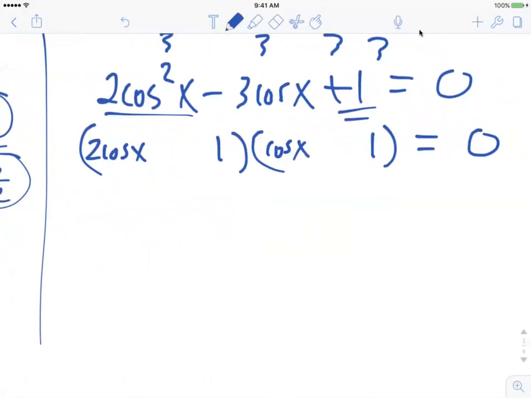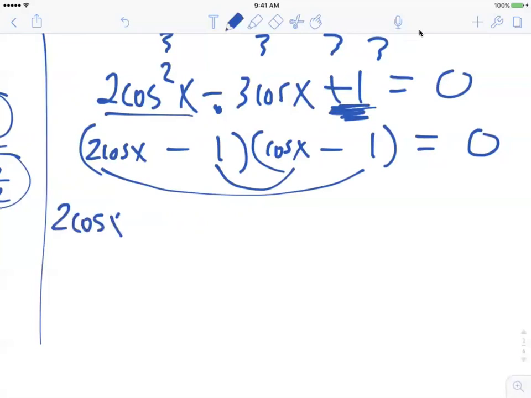So here we just got to get the signs right. And to get a positive 1, but a negative there, these both have to be negative. Right? -1 times -1, positive 1. And then the outside is -2 cosine x, and the inside is -1 cosine x, which equals a -3 cosine x. So we got that factored right. So that's factoring from algebra, just you got a trig function as your variable. Right. Now you can break it up into 2. So this is going to be 2 cosine x minus 1 equal to 0. And this is going to be cosine x minus 1 equal to 0.